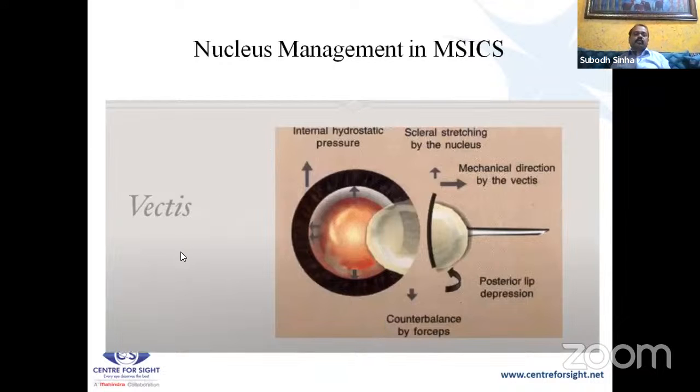Another technique is the use of irrigating vectis. While taking out the nucleus with the irrigating vectis, there are many forces acting simultaneously. One is the internal hydrostatic pressure. By the irrigating vectis, you are injecting fluid inside the anterior chamber. At the same time you are taking the vectis out of the eye, so there is mechanical traction also. You are pressing the posterior lip. You can fix your globe with forceps also, which acts as a counterbalance.